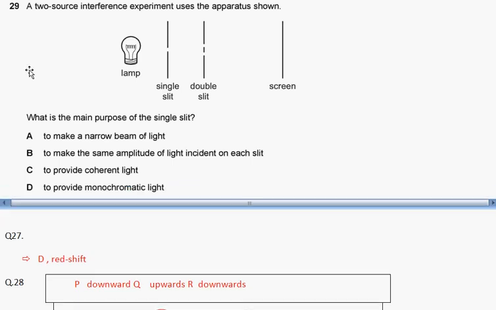Right, next question. A two-source interference experiment uses the apparatus shown. What is the main purpose of the single slit? So a lamp gives us not coherent light but bursts of light. To have coherent light coming through two slits, we need the single slit. It will cause diffraction, as if one light is emerging out of the double slit. So to provide coherent light, answer C.